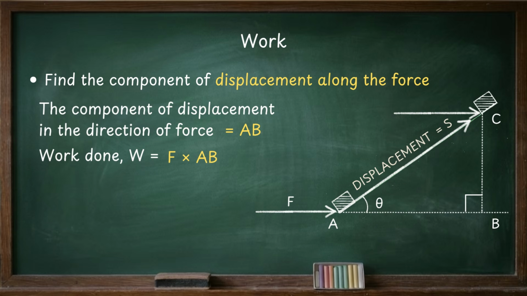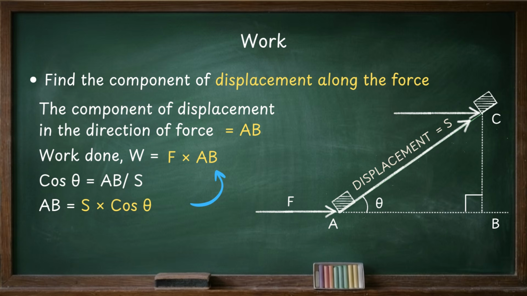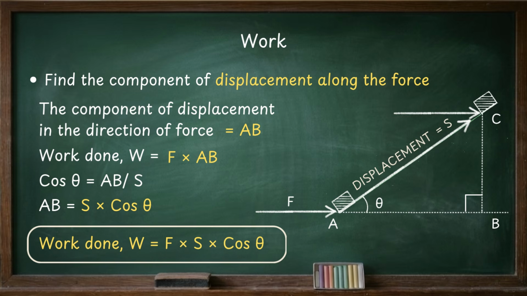In this triangle, cosine theta equals the base divided by the hypotenuse. That means cosine theta equals AB divided by S. If we rearrange this, AB equals S times cosine theta. Now, substitute this back into our work formula. We get work done equals F times S times cosine theta. So work equals force times the component of displacement.